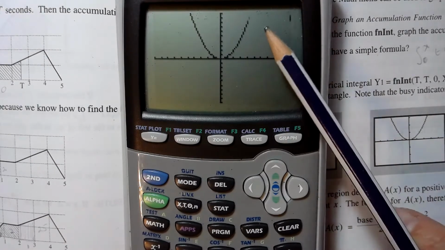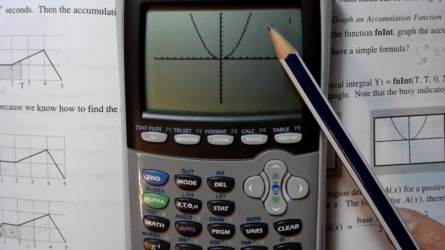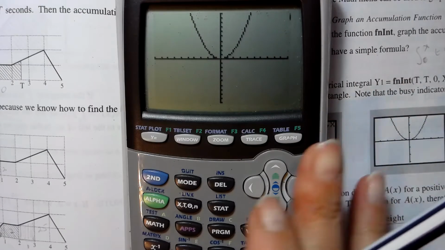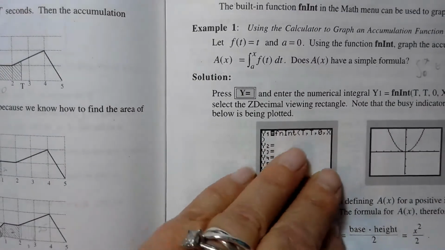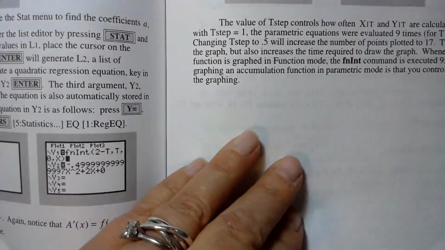So this is the accumulation function for the function f of t equals t. We'll talk more about it tomorrow. What I really want to get to is the nitty-gritty of this thing.